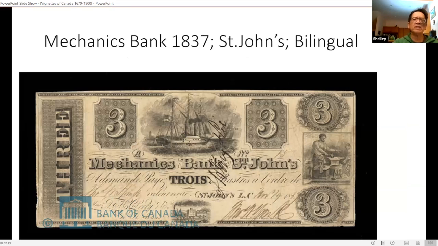Here's a Mechanics Bank, 1837, redeemable in St. John's, and St. John's is the capital of New Brunswick, an early province. What's interesting about this banknote is it's bilingual, because you've got the trois and the three, both on one banknote.